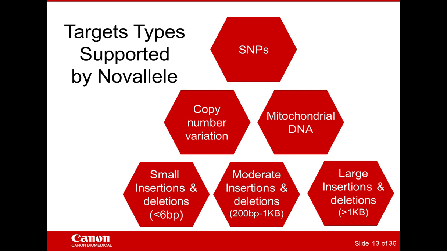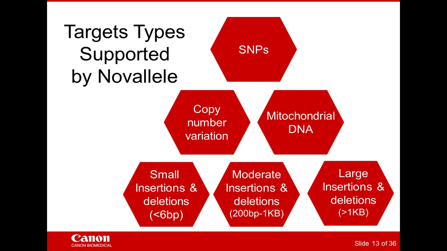So I kind of touched on this already, the target types that Novallele supports: SNPs, which we'll touch on for the APOE mutations, and copy number variations. This will be the SMN1 and 2 example. Mitochondrial DNA, we have targets available for that. Small and moderate insertions and deletions, which are pretty common for genotyping investigations. There are other parallel methods like hydrolysis probe that can pick these up.